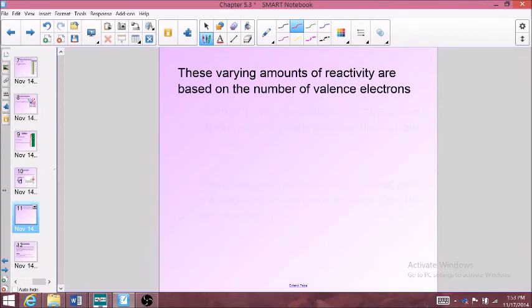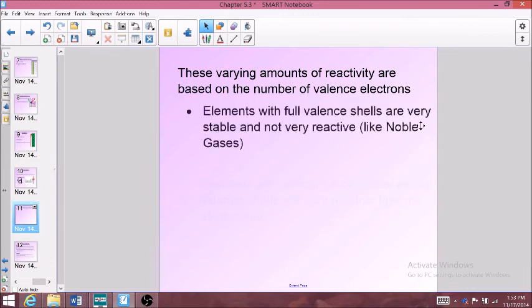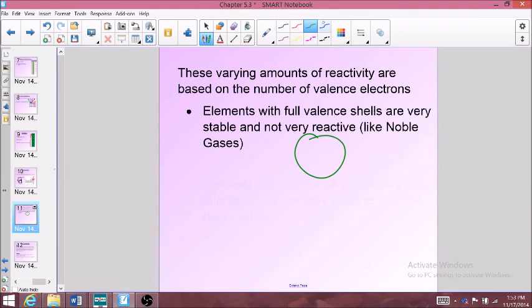Now, these varying amounts of reactivity are actually based on the number of valence electrons. So we saw that the group with 1 valence electron and the group with 7 valence electrons were very, very reactive. The group with 8 valence electrons were really unreactive. And this is because elements with a full valence shell are very, very stable. They do not want to gain or lose electrons because they're totally happy. They have a full shell. So the noble gases fit into this category. Their outer valence shell is filled to the brim with 8 electrons, and they do not want to change that number, so they're happy. They're not going to react with anything else.